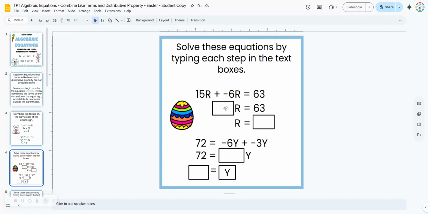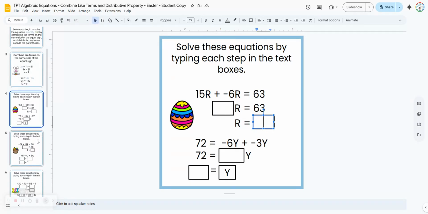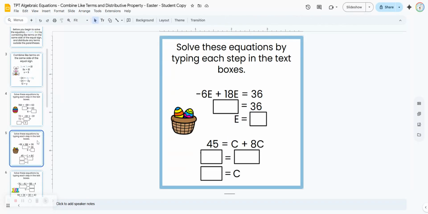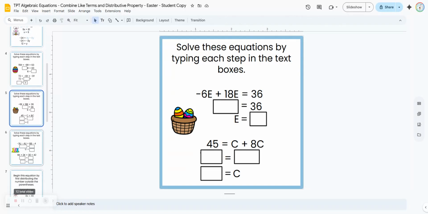They're given a problem here. They have to type in the text box combining 15r and negative 6r. And then they're going to go ahead and solve the equation. Same thing here. And then they've got a couple more with combining like terms.